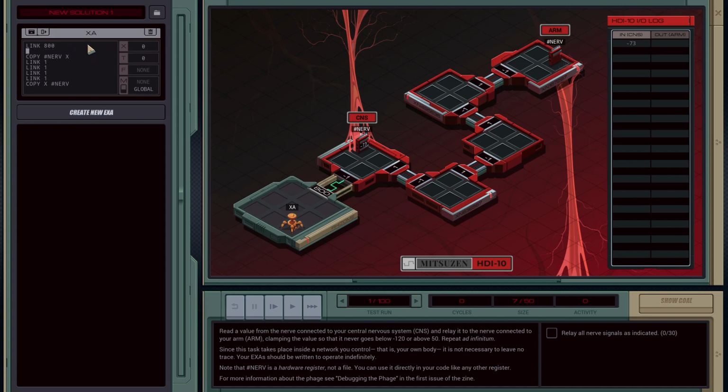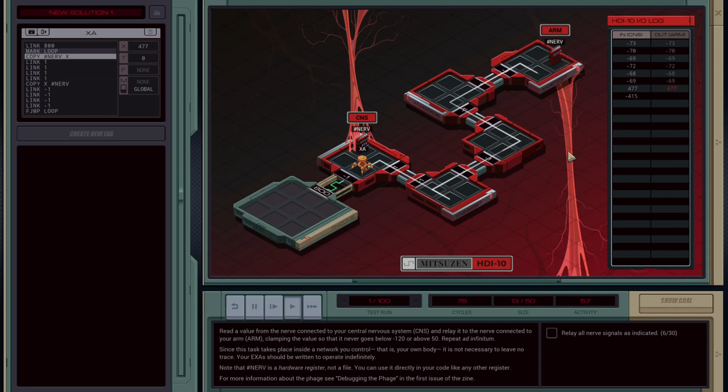I guess I can just try saying mark loop, and then I would just link negative one a few times. Link negative one, link negative one. And then I think I just say F jump loop because it's always going to be on zero. Okay, so that's doing what I wanted it to, but it's gonna fail. Why is it still... okay, so I guess it was just still going because this was bad.